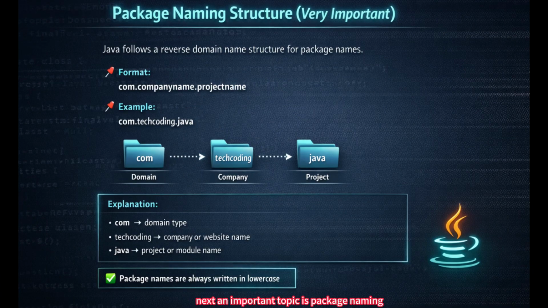Next, an important topic is package naming. Java usually follows a reverse domain name structure for package names. This means that the names start with the top-level domain, followed by the company or website name, and then the project or module name. For example, if we take a website called Techcoding and a project in Java, the package name would be something like com.techcoding.java. Remember, package names are always written in lowercase.